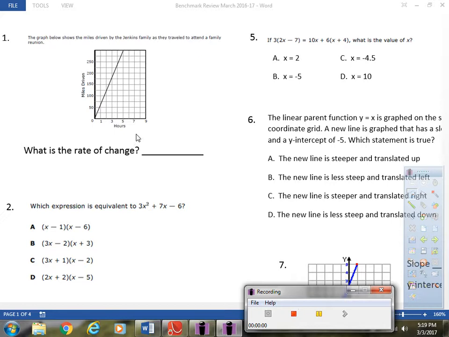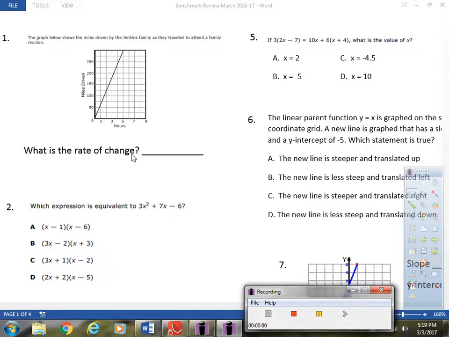Alright guys, I'm going to be going over the benchmark review with you that you got on Friday. Sorry I wasn't here to help you out, but I hope that you follow along today, take good notes. Tomorrow is your benchmark, and I just want you to be prepared. I'm going to show you some calculator strategies. You're going to see that a lot of these problems can be solved by simply graph it, which is why I always say, when in doubt, graph it out.